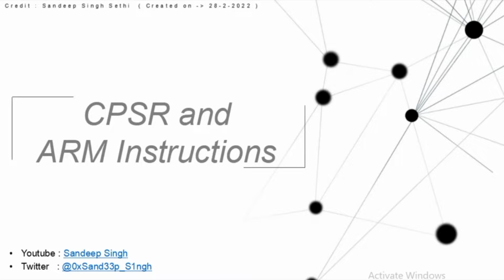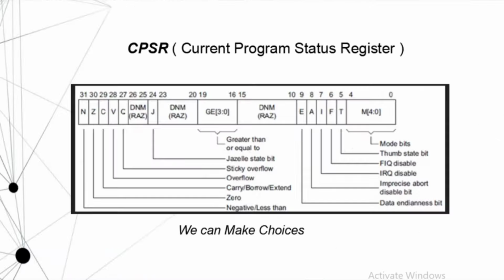So in this one we are going to talk about the CPSR register in depth and the ARM instructions which we are going to encounter in this entire playlist. The CPSR, or current program status register, is a 32-bit register which stores some values which have some significance in them, which is used to make choices in our program. By the values of the CPSR register we can know many things about the program which is currently getting executed by the processor. So this register is used to provide a status of the program which is getting executed by the processor.